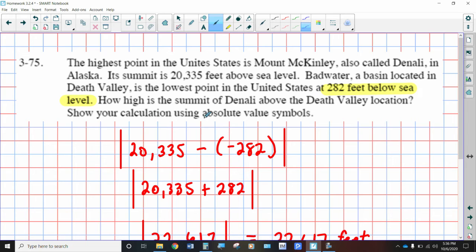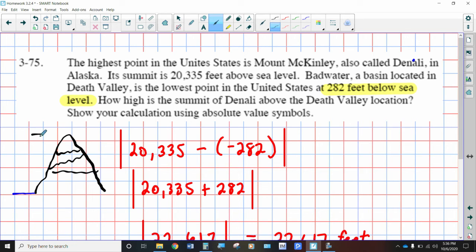All right, another absolute value kind of problem. The highest point in the United States is Mount McKinley, which is also referred to as Mount Denali in Alaska. It is 20,335 feet above sea level. So here's the sea level, and let's draw our mountain. I think this is in Alaska, so it's going to be rocky with maybe snow all over the place. That's my snow. All right, so that's sea level.